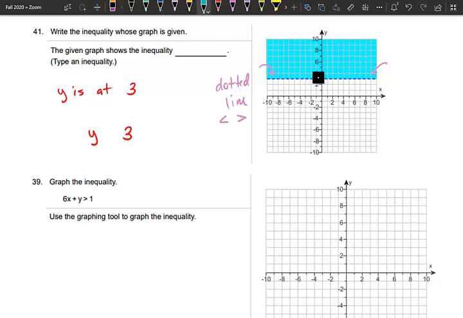Since it's moving up and it's shaded up, up means greater than. So we're going to use greater than. So our answer is y is greater than 3.